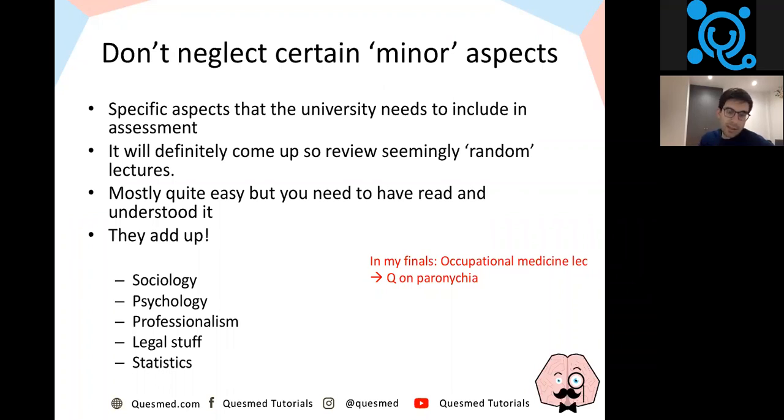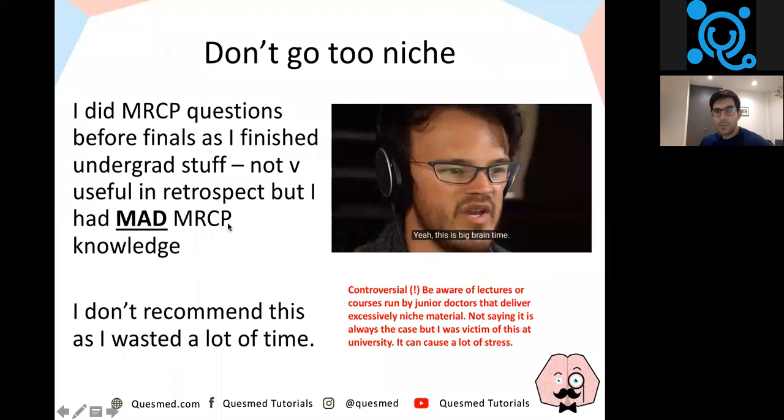These are the things that add up: sociology, psychology, professionalism, legal stuff, and then statistics. Those are the things that perhaps are a bit more neglected and can really help to differentiate between candidates. I think universities are aware of that. They're not necessarily hard, but I think people just don't expend too much time on them.